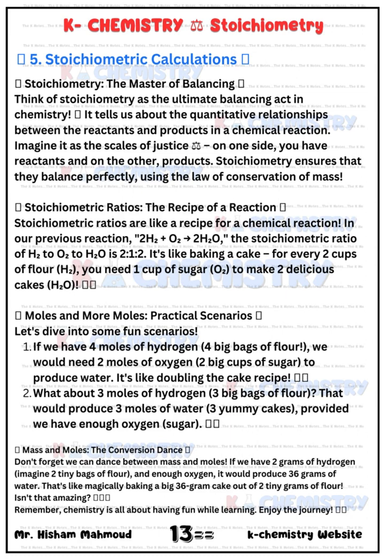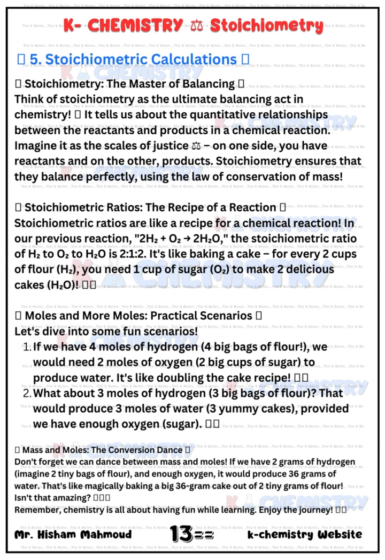So let's see stoichiometry as the recipe of a reaction. Like a recipe for a chemical reaction, in our previous reaction, water is formed by hydrogen and oxygen. The stoichiometric ratio was 2 to 1 to 2. It's like balancing a cake. For every 2 cups of flour, you need 1 cup of sugar to make 2 delicious cakes.